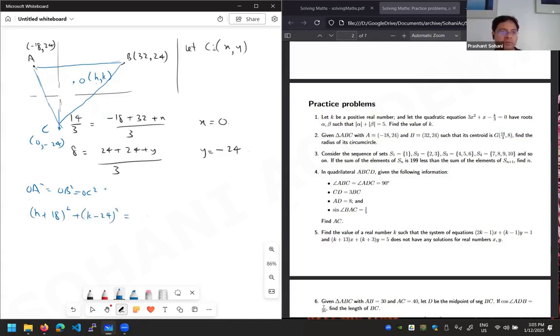So actually, if you look at it, because AB is so conveniently parallel to the x-axis, its perpendicular bisector will just be like this. It will pass through the midpoint of A and B. If I take the average coordinate, the y coordinate will remain 24 only, and the x coordinate will be 32 minus 18, which is 14, upon 2, right? So therefore, this point is 7 comma 24.